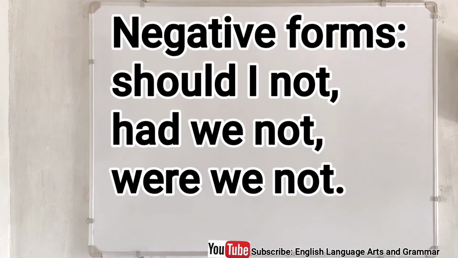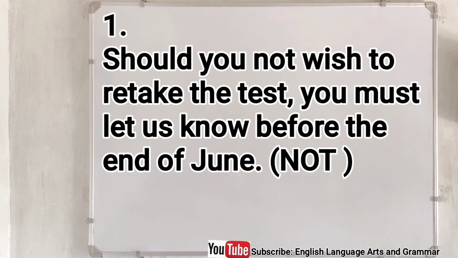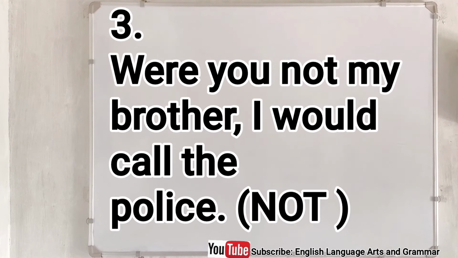Let us learn some negative forms by using should I not, had we not, were we not. When should, had, or were are negative, contracted forms are not possible, and not is used after the subject. Some examples. Example 1. Should you not wish to retake the test, you must let us know before the end of June. Example 2. Had you not refused my invitation, we would have had the most incredible time in our lives. Example 3. Were you not my brother, I would call the police.